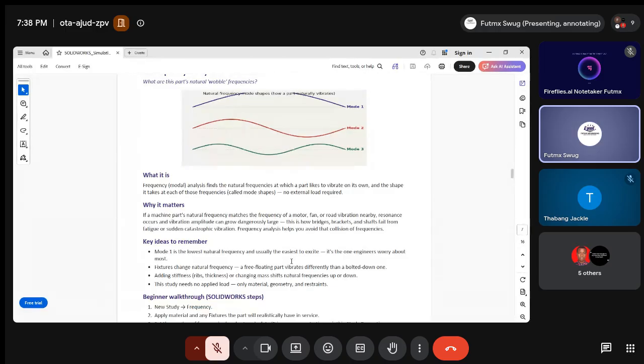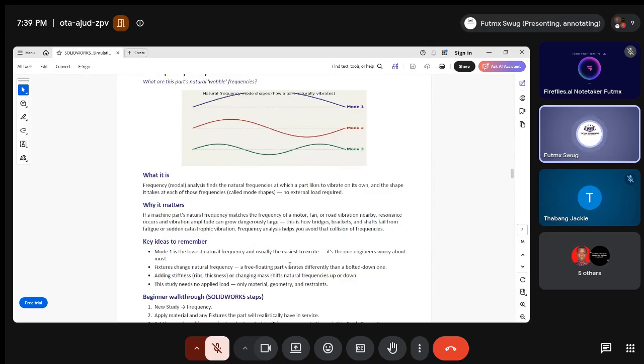So if a machine part's natural frequency matches the frequency of a motor, a fan, or a road nearby, resonance occurs and vibration amplitude can grow dangerously large. This is how bridges, brackets, and shafts fail from fatigue or sudden catastrophic vibration. Frequency analysis helps you avoid that collision of frequencies.